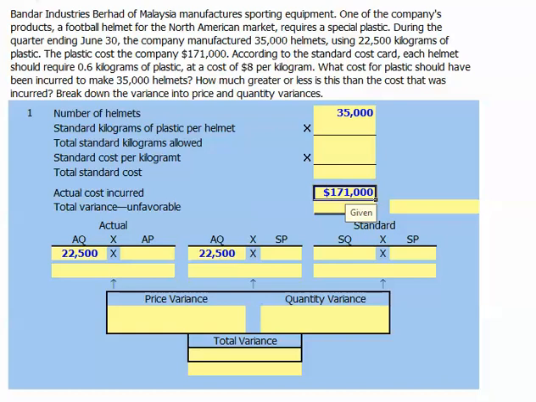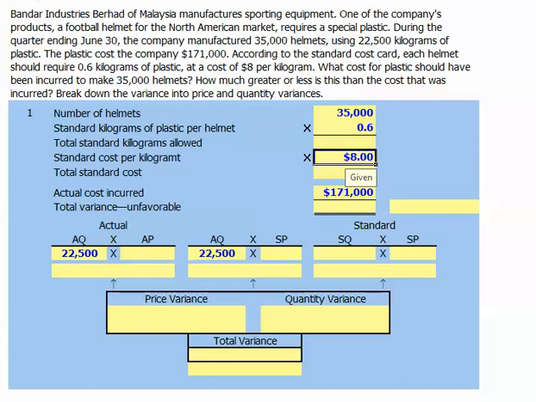$171,000. According to the standard cost card, each helmet should require 0.6 kilograms of plastic at a cost of $8 per kilogram. What cost for plastic should have been incurred to make the 35,000 helmets? How much greater or less than this is the actual cost that we incurred? And break the actual cost variance into a price and quantity variance.